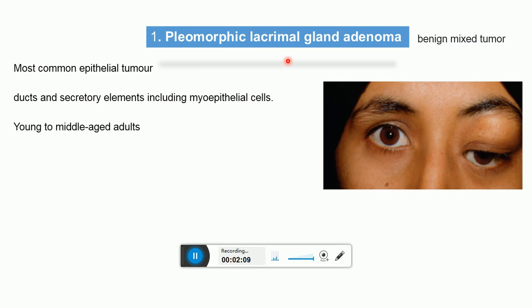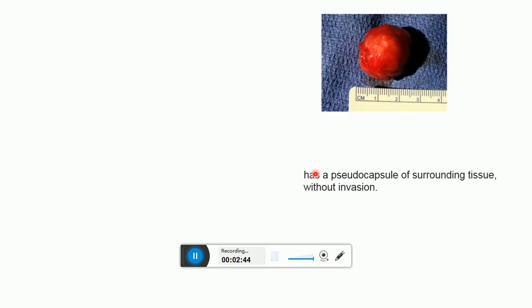Pleomorphic lacrimal gland adenoma, also known as benign mixed cell tumor, is the most common epithelial tumor of the lacrimal gland. It is derived from the ducts and secretory elements including myoepithelial cells. It predominantly affects young to middle-aged adults. Pleomorphic adenoma has a pseudocapsule of surrounding tissue without invasion.